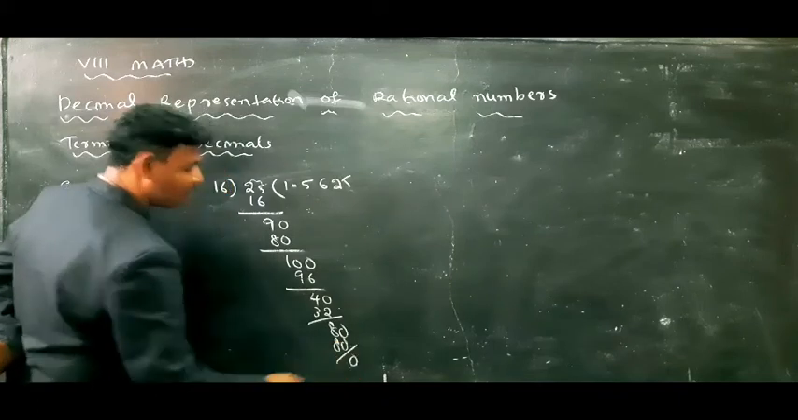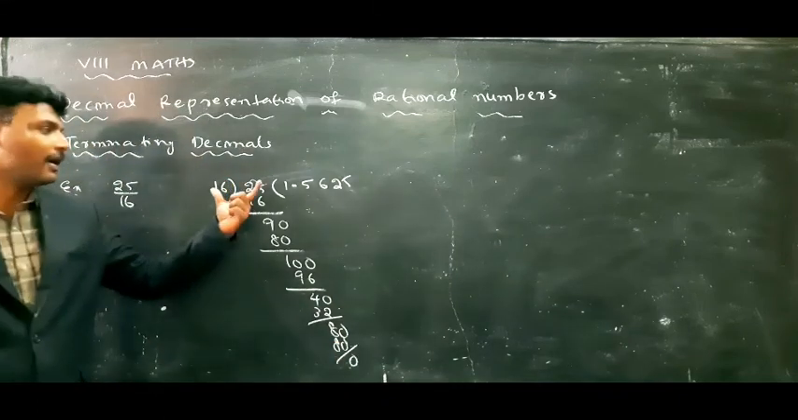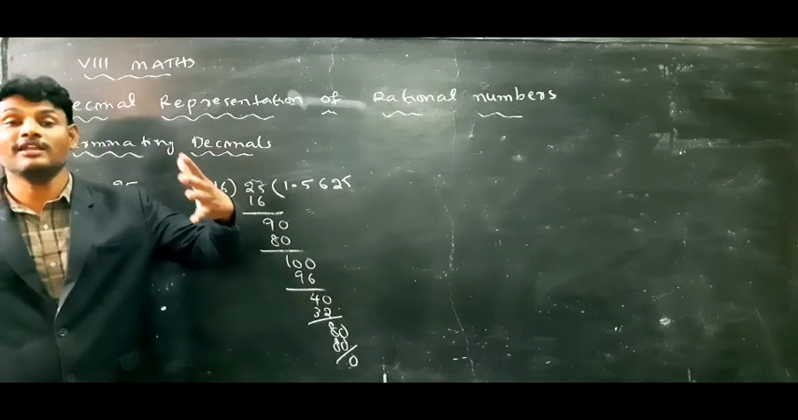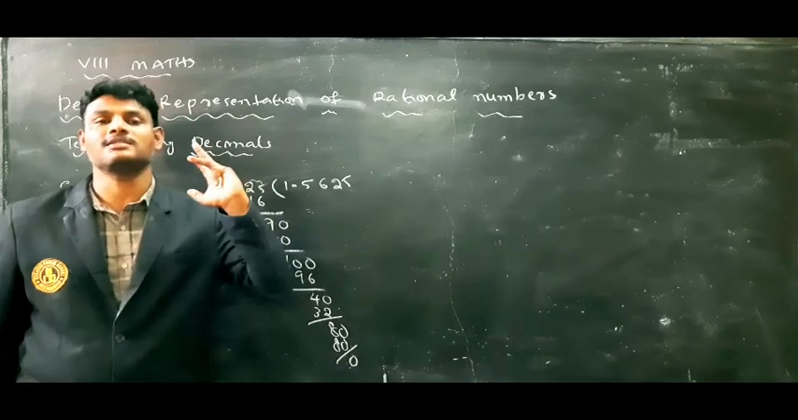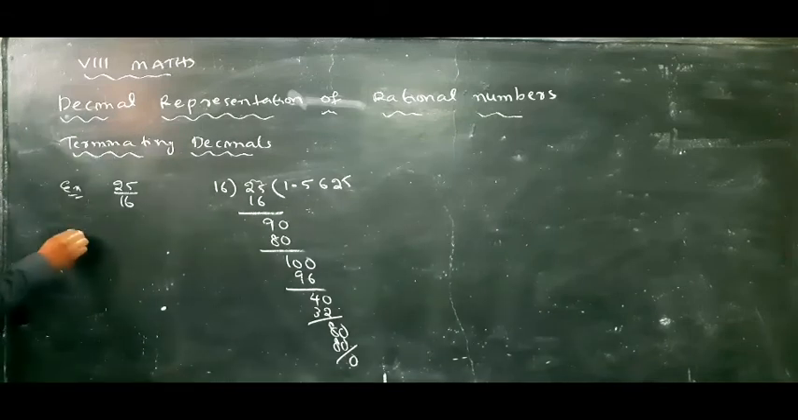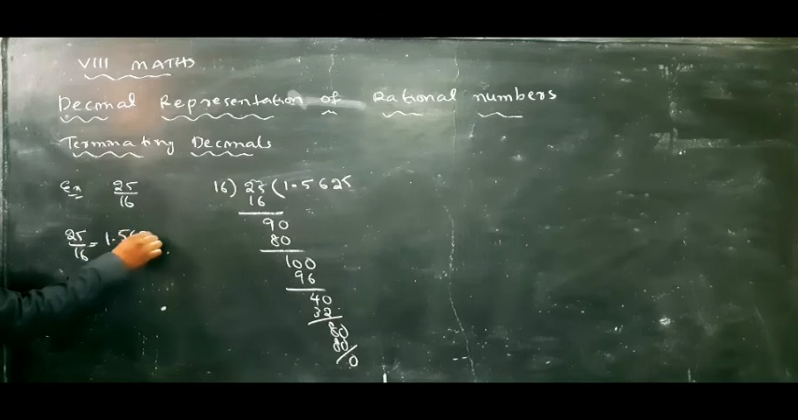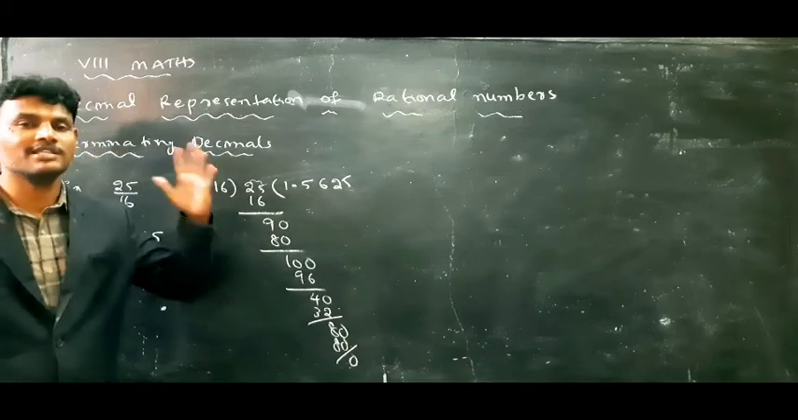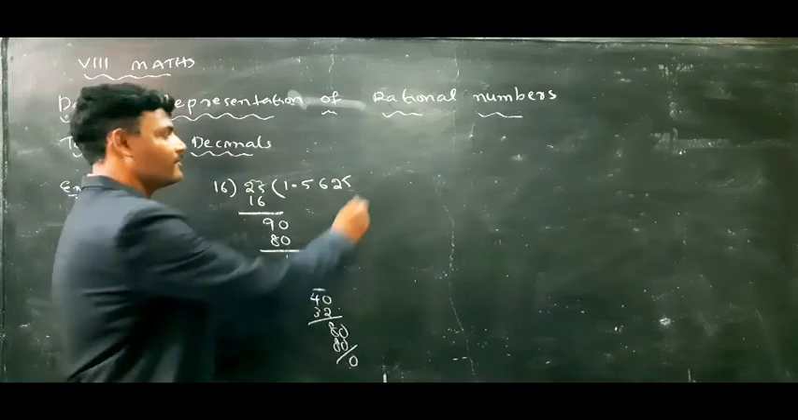So what is the remainder here finally? The remainder is 0. If the remainder is 0, that one is called a terminating decimal. 25 by 16 is equal to 1.5625. Here the remainder of the resulting fraction is 0, so this one is a terminating decimal.